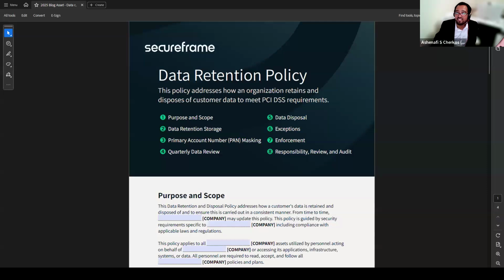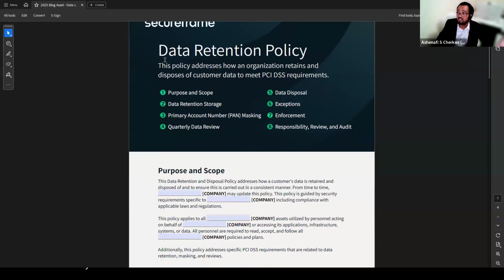Okay, so I found this from an organization called SecureFrame, and I had to subscribe with my email to access this one. So you are looking at this one, right?